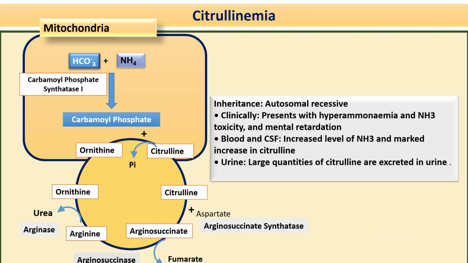Then the next disorder is citrullinemia. The name itself indicates that there is an increased level of citrulline. So which enzyme will be deficient? The argininosuccinate synthetase enzyme will be deficient. It is autosomal recessive. There is hyperammonemia here, ammonia toxicity and mental retardation. Again blood and CSF ammonia will be elevated, and obviously citrulline is formed here and gets stuck, so the citrulline level will also be increased here. And in urine you will find a large amount of citrulline excreted.